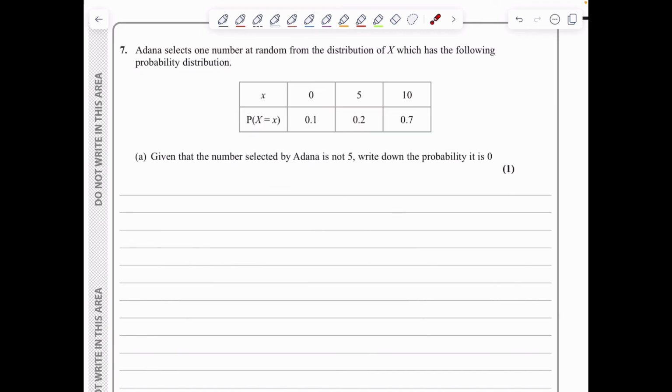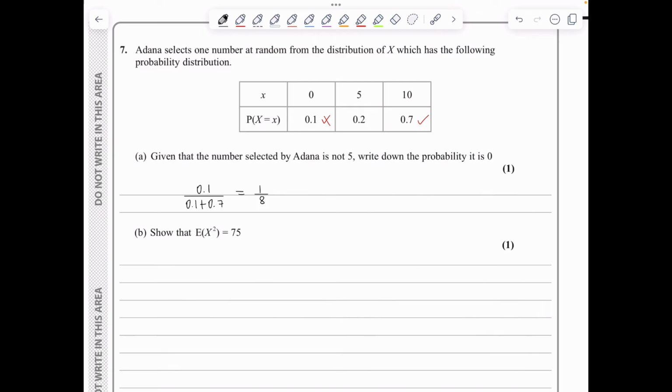In question 7, we've got the random variable x, which can take values 0, 5, or 10 with the associated probabilities as shown in the table here. And given that the number selected is not a 5, we need to write down the probability that it is 0. Well, if it's not a 5, then it's either a 0 or a 10, and we're asking what's the probability that it's a 0. So it's the intersection, the 0.1, over what we know to have happened for sure, the 0.1 plus the 0.7, which gives an answer of 1 over 8.